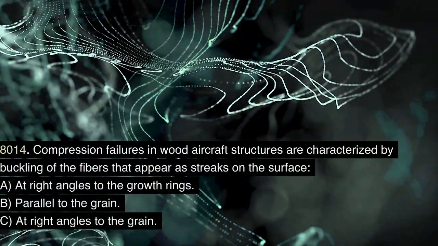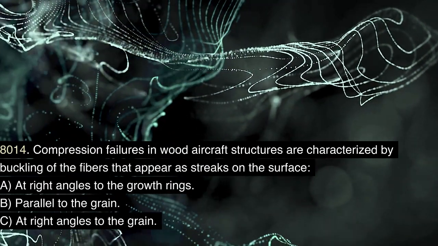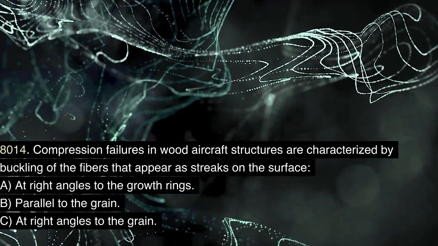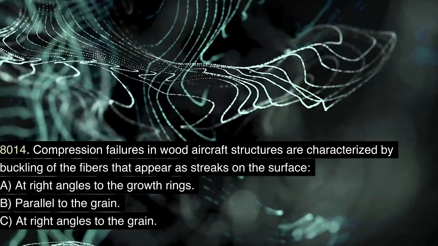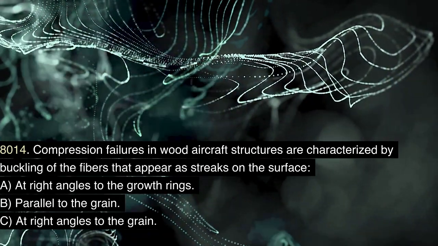8014. Compression failures in wood aircraft structures are characterized by buckling of the fibers that appear as streaks on the surface: A. At right angles to the growth rings. B. Parallel to the grain. C. At right angles to the grain.